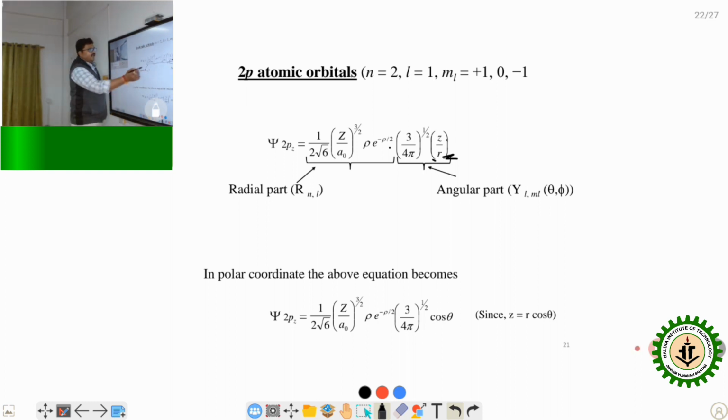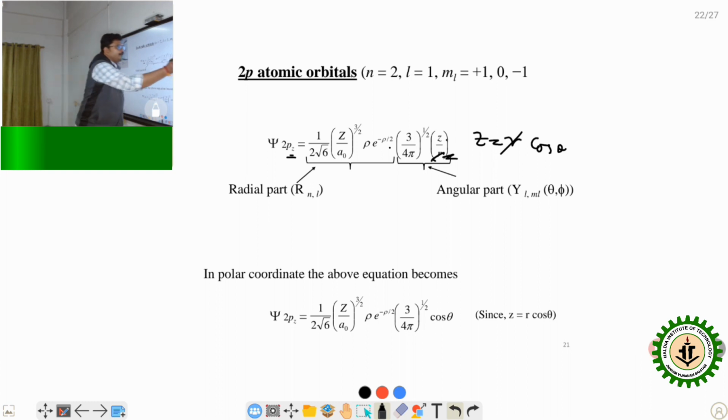If I simply write this z is equal to r cos theta, then this r will be cancelled. So the angular part only depends on the cos theta. So for the pz orbital, the size depends on the cos theta term, and also because of this z direction, you can say this is the pz orbital. So simply if you vary the theta, you can have the shape of the p orbital.